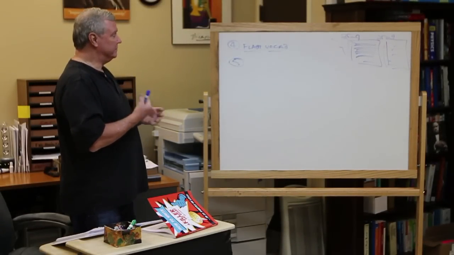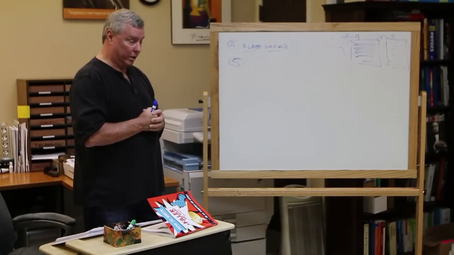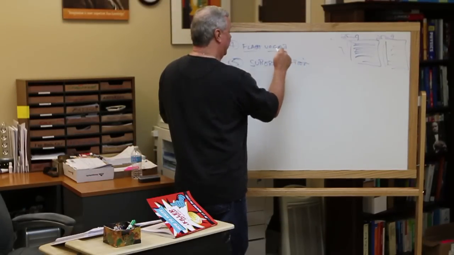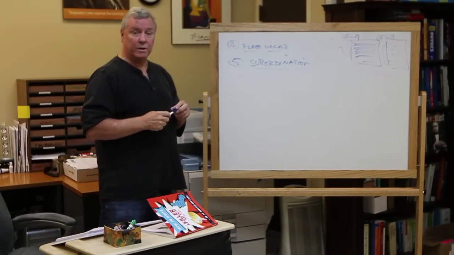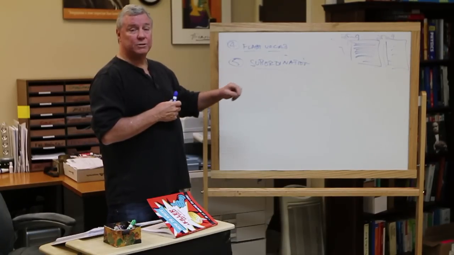Now, number 5. Perhaps the most important mark of a good writer is subordination. And subordination is such a key component to good writing that you want to base your essay writing around this principle. All good writers use subordination as much as possible.